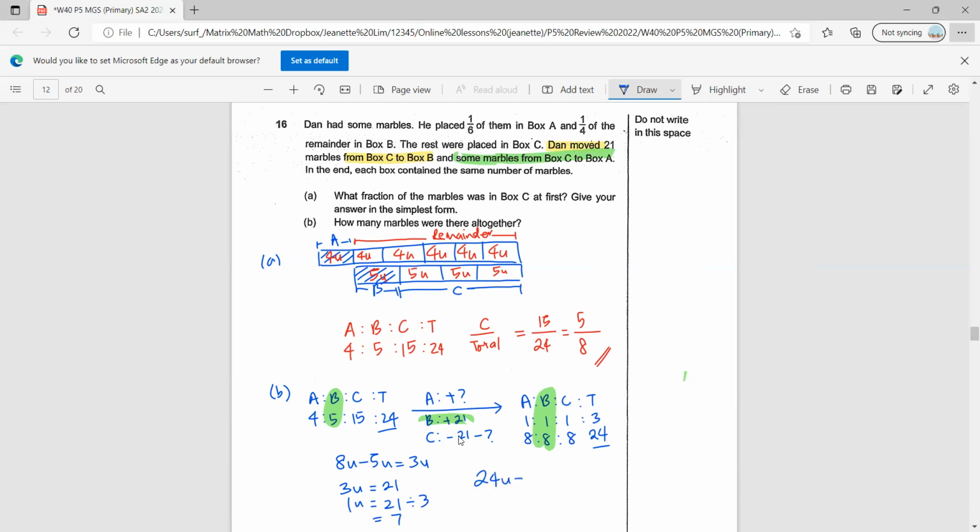So 24 units is 168. So that's the answer, 168 for part B.